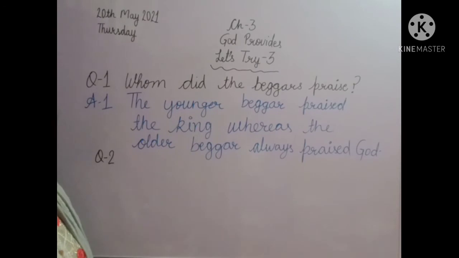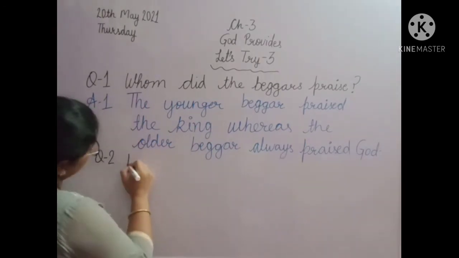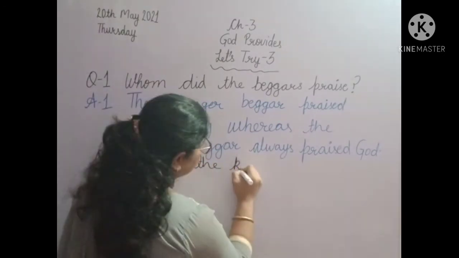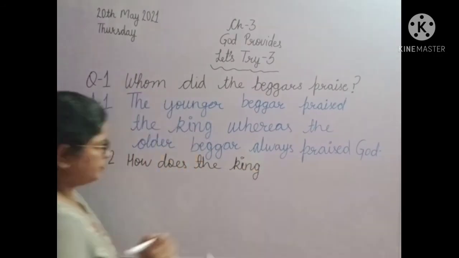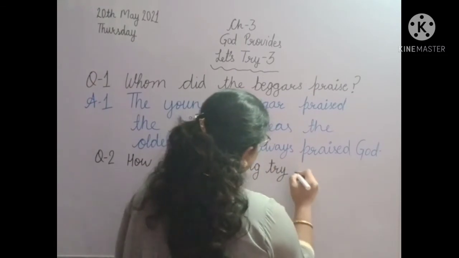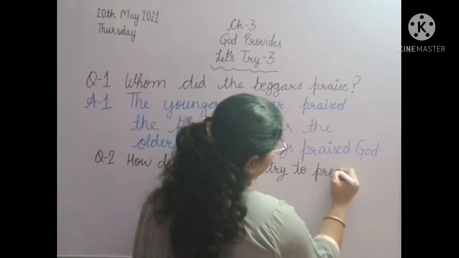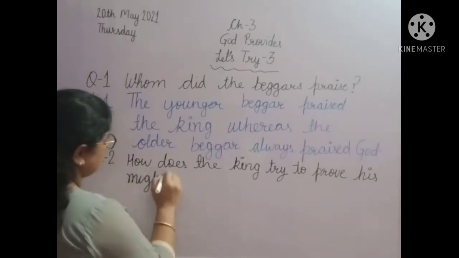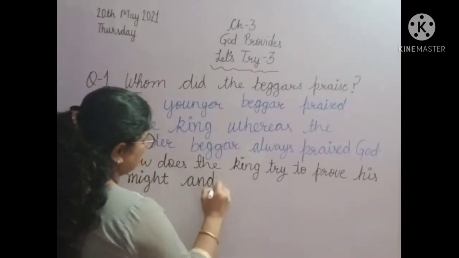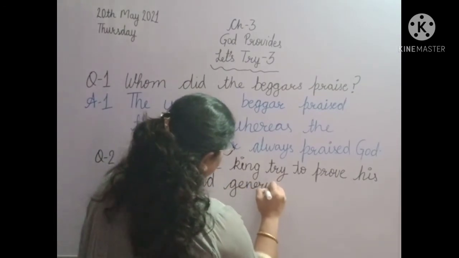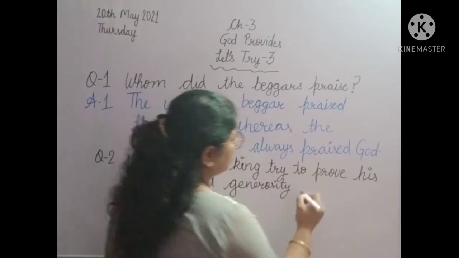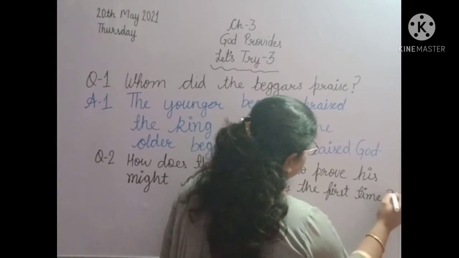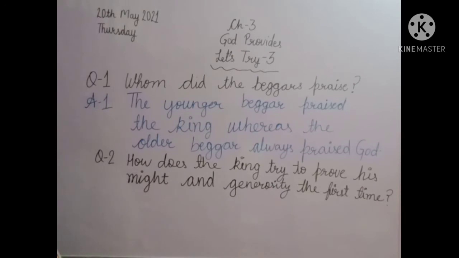Question number 2. And the question is, how does the king try to prove his might and generosity the first time? This is question number 2, and now we will write.